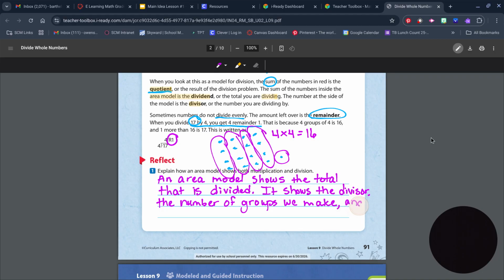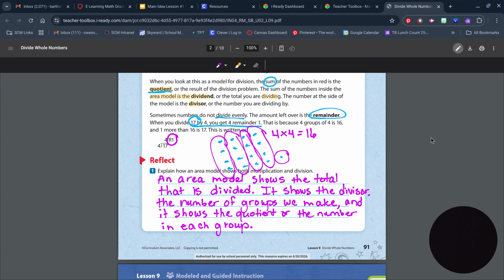And it shows the quotient, or the number in each group. Remember, if I went too fast, you can pause it, slow it down, rewind it, do it again.